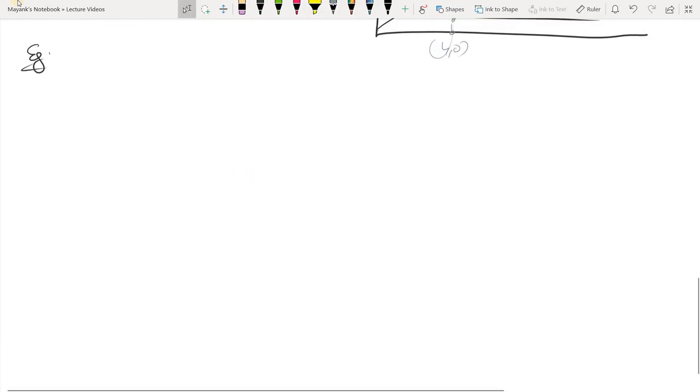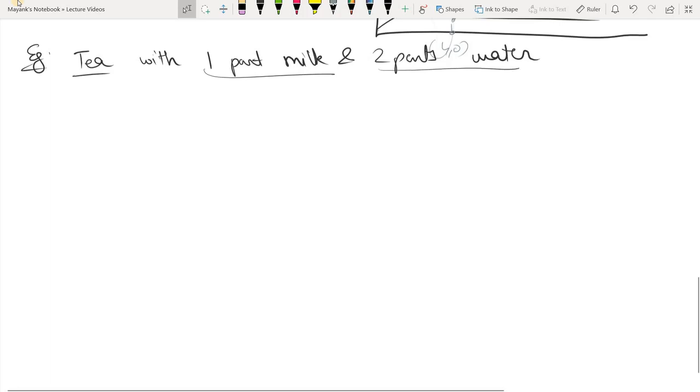let's take an example. So suppose you like your tea with 1 part milk and 2 parts water. So you want to mix 1 part milk with 2 parts water. Okay, that is, you like more of water and less of milk. So now you're basically complementing milk and water together.